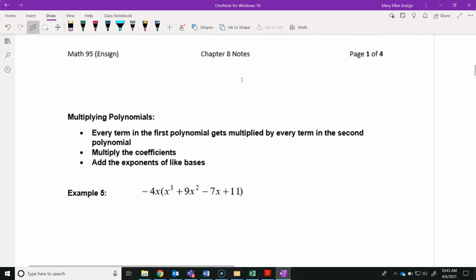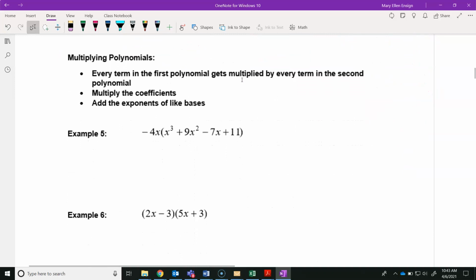Okay, let's move down now to multiplying. So multiplying polynomials. Every term in the first polynomial gets multiplied by every term in the second polynomial. Okay, this is really important. So we'll talk in a second about something that you might already remember that deals with that.